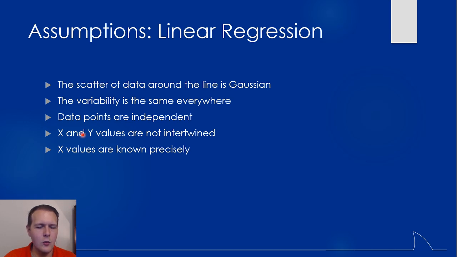And if the two are intertwined, then you can't really make that assumption anymore. And then also your X value should be known pretty precisely. You would not want to have imprecise data because then obviously that messes with the model.